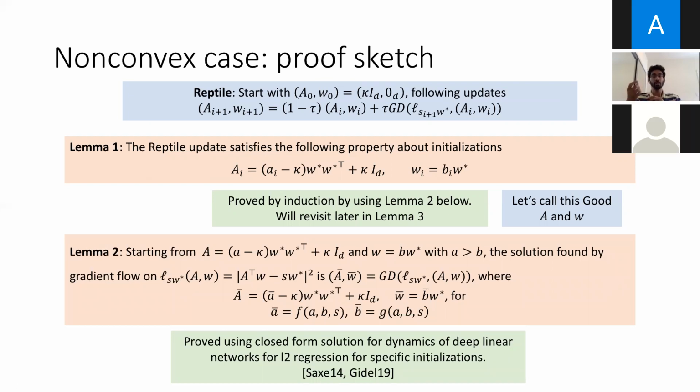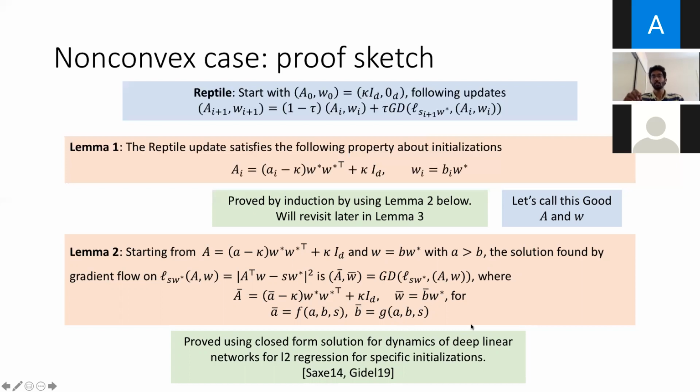And then by induction, you can see that after you do the interpolation updates, the interpolation is also going to be a good A and W. And so you're always going to have good A's and W's. More specifically, the solution that you find is going to depend on both A, B, and the sign, whether you had plus W star or minus W star. It's going to be a function of A, B, and S. So it's a function of the initialization.